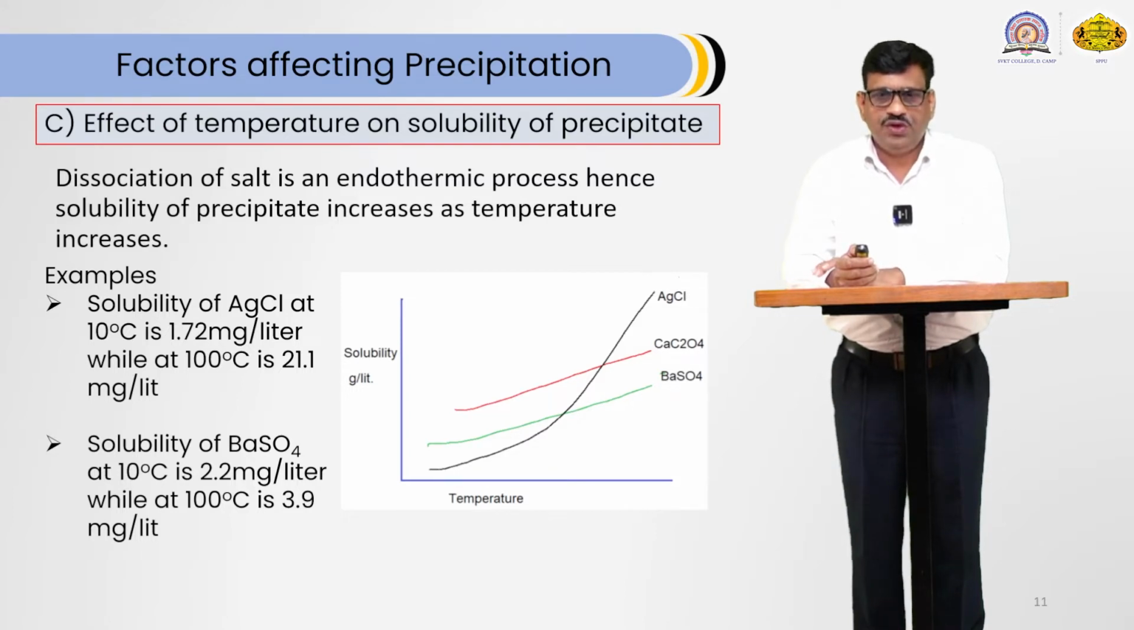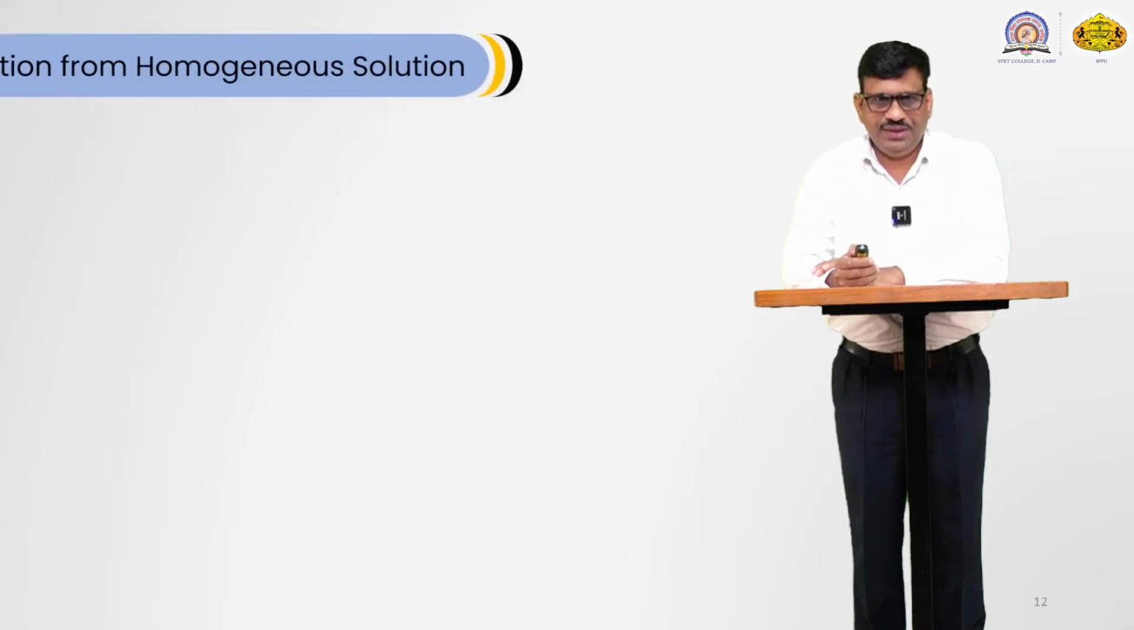For example, the solubility of silver chloride at 10 degrees Celsius is 1.72 milligram per liter, and if we increase the temperature up to 100 degrees Celsius, this solubility increases up to 21.1 milligram per liter. Hence, as the temperature increases, solubility of these precipitates increases. Another example, the solubility of barium sulfate at 10 degrees Celsius is 2.2 milligram per liter, but at 100 degrees Celsius it is 3.9 milligram per liter. Hence, solubility increases as temperature increases.